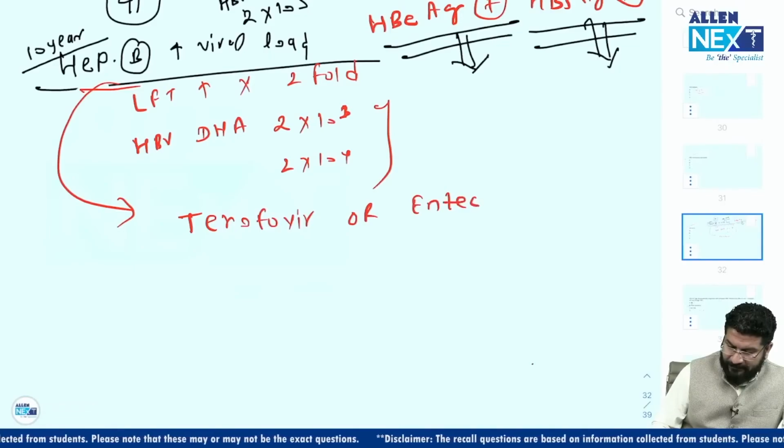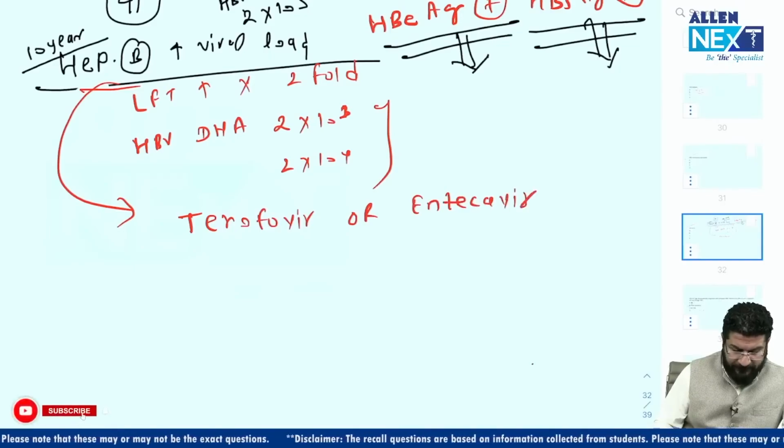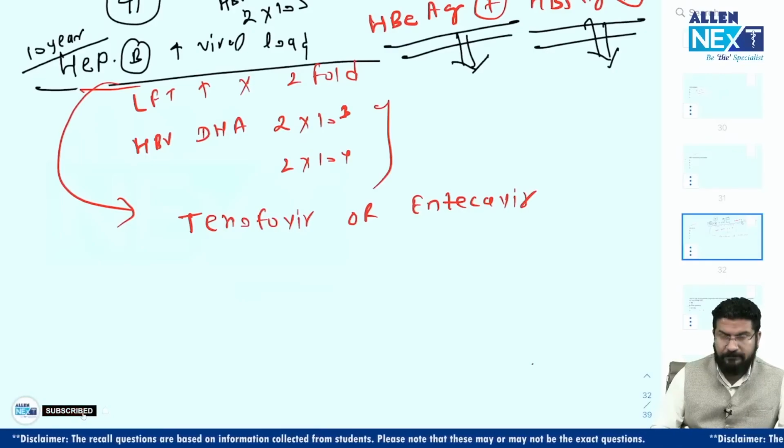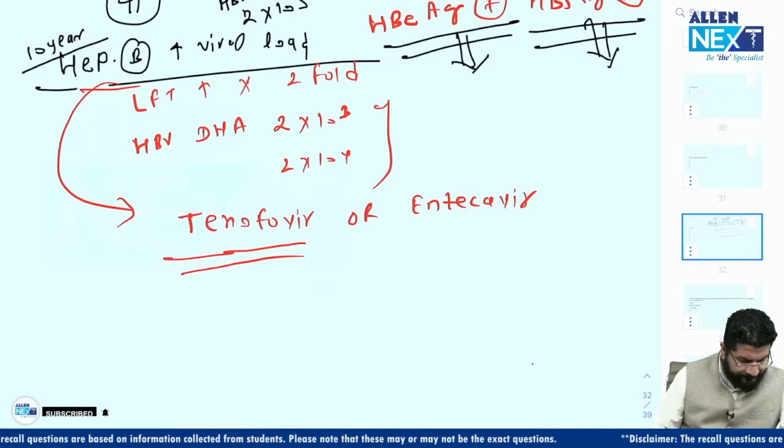And I can give you assurance both cannot be in the option. So in the examiner they have given only one. Is it clear? So the answer is I think tenofovir. Clear?